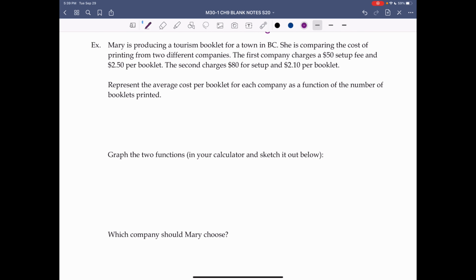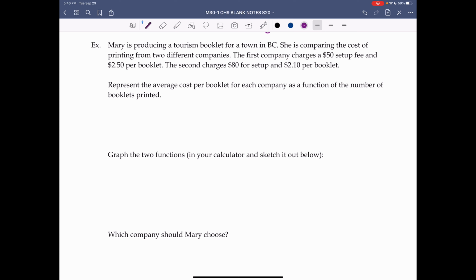Mary is producing a tourism booklet for a town in BC. She's comparing the cost of printing from 2 different companies. The first company charges a $50 setup fee and $2.50 per booklet. The second charges $80 for setup and $2.10 per booklet. Represent the average cost per booklet for each company as a function of the number of booklets printed.